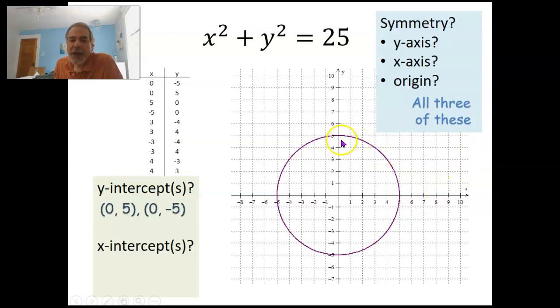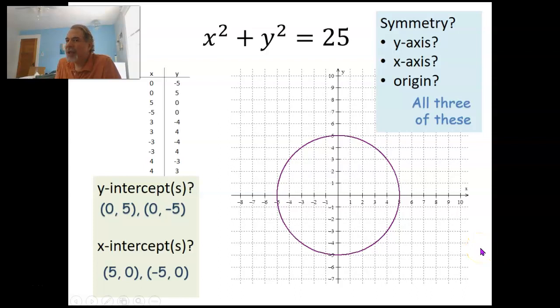It's got two y-intercepts, one up here at (0, 5), and one down here at (0, -5). And it has two x-intercepts. Can you see what those are? Yeah, (5, 0) and (-5, 0).